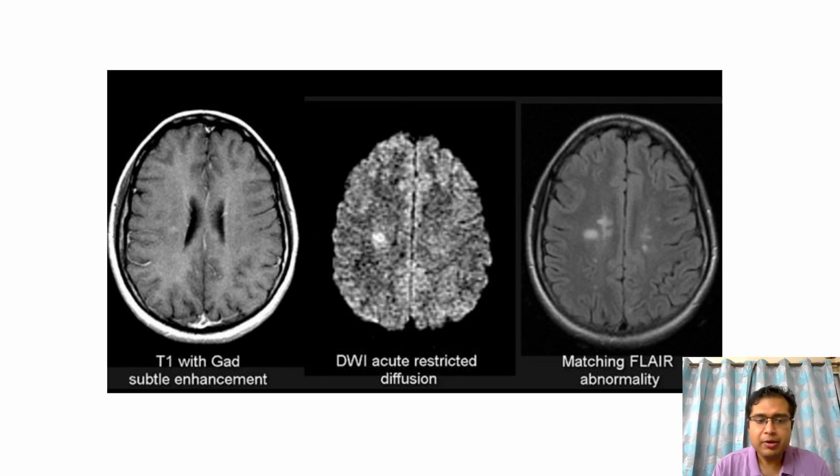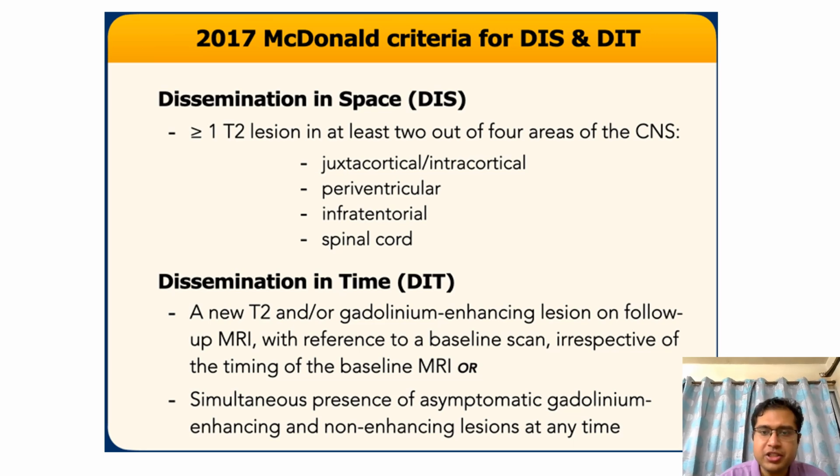Now, these are the T1 post-contrast images and the diffusion weighted images. Where we saw the abnormal signal on the FLAIR, we also see subtle post-contrast enhancement and some restriction on DWI, suggesting active lesions. So these were the lesions of multiple sclerosis.